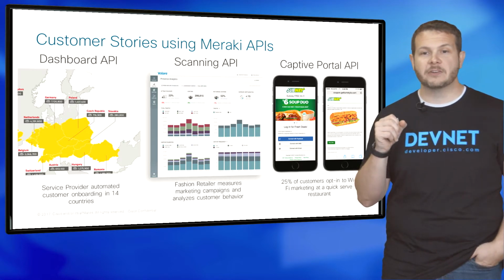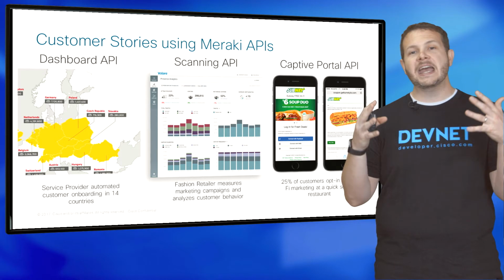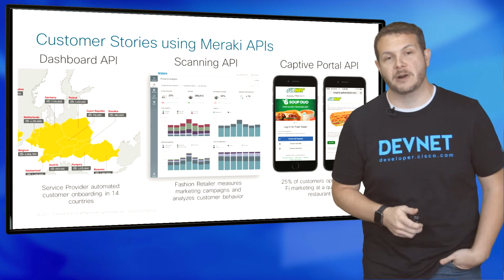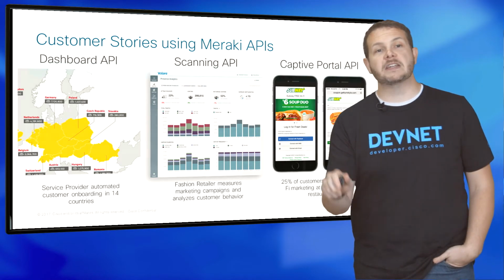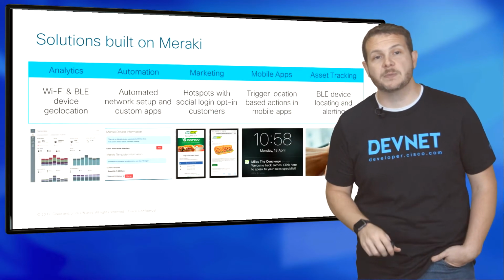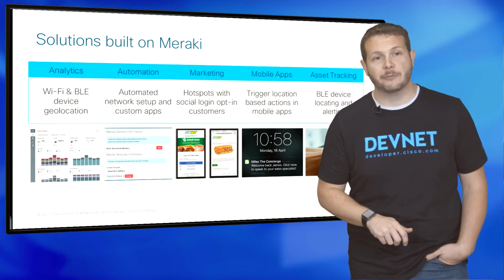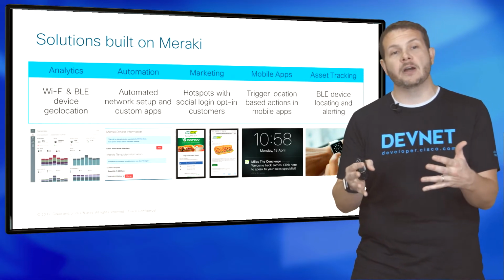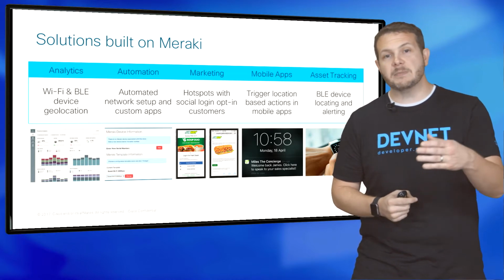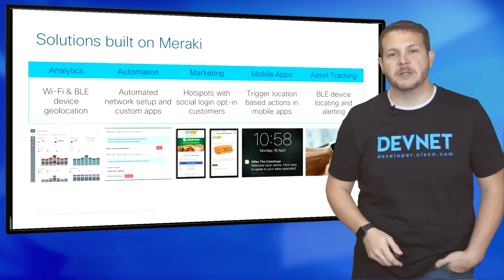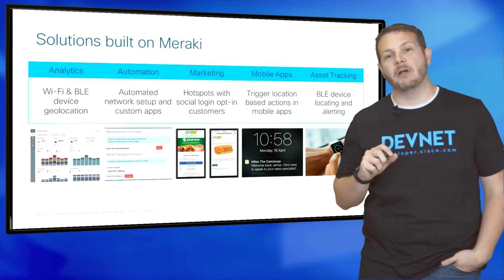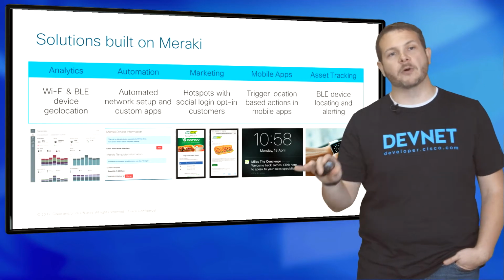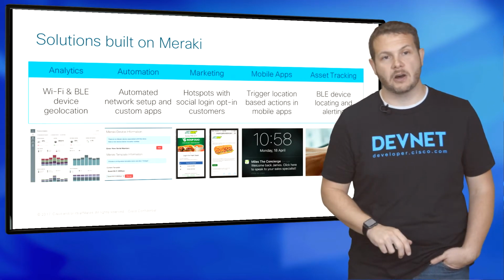And 25% of customers are opting into Wi-Fi marketing at quick serve restaurants, leveraging the captive portal APIs from Meraki. These are just some of the examples of the different use cases and solutions being built on top of the Meraki cloud platform. We've got analytics solutions using both Wi-Fi as well as Bluetooth LE. We've got automation, marketing, and mobile app solutions being triggered based on status and people coming into your location. Lots of great solutions across all of the programmability capabilities that Meraki has to offer.